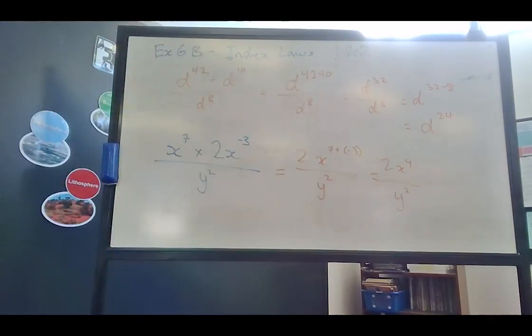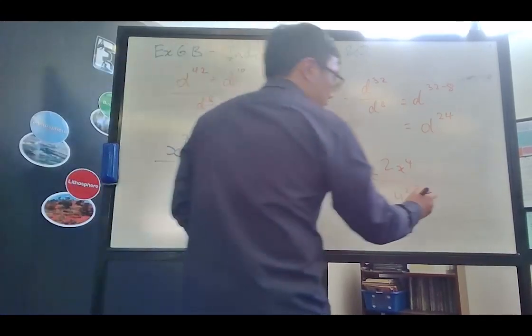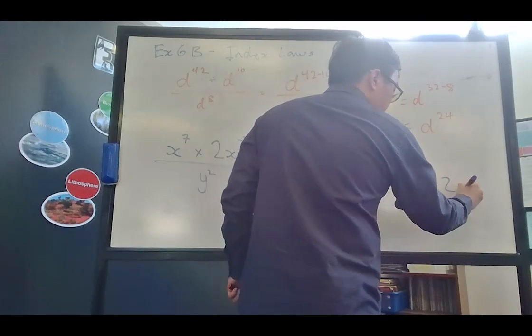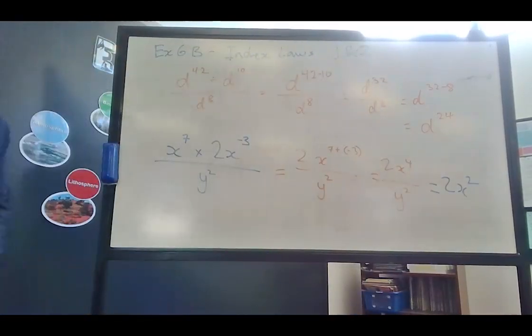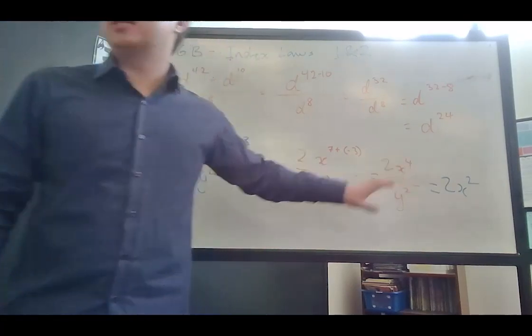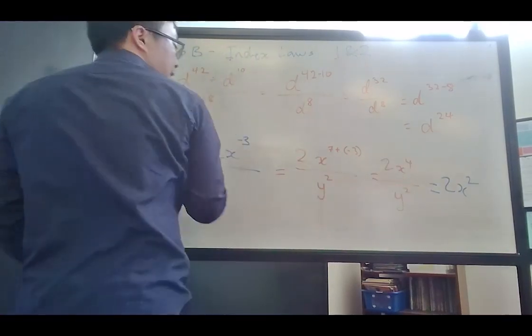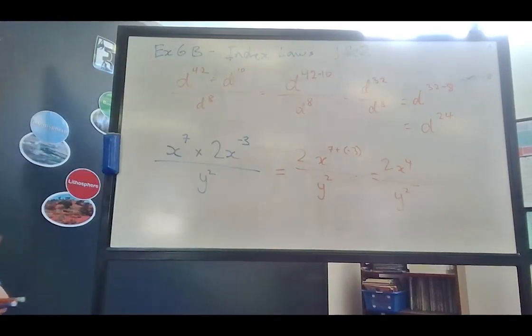This next bit I'm going to write in blue is going to be incorrect. Please do not write this down. A lot of students do this. 2x to the power of 4 minus 2. So 2. Done. Damien, why is that wrong? Thank you very much. They are different bases. Yeah, x and y, they are different. We cannot do that. So our final answer would just be 2x to the power of 4 over y squared. That's it. That's all you can do.